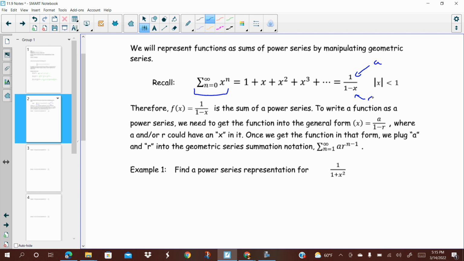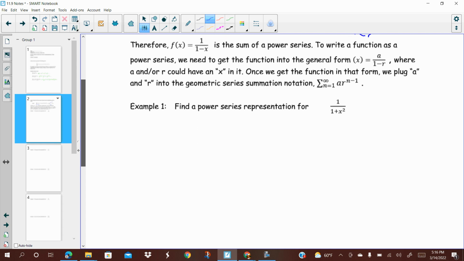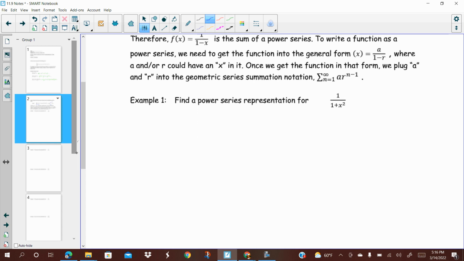To write a function as a power series, we basically need to get the function into that general form, a over 1 minus r. Once we get the function into that form, we can plug a and r into the geometric series sum notation and actually come up with a sum. All right, so I hope that you will see that this is going to make sense as we go through it. I'll try and go through at least the first couple of them pretty slowly so we can see what's going on. We want to find a power series representation.